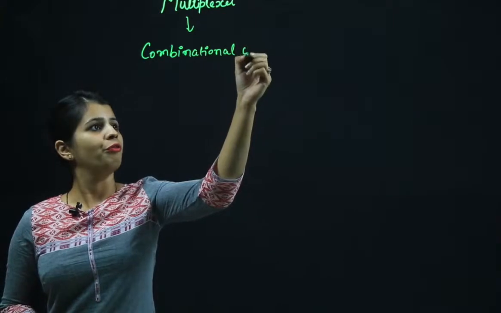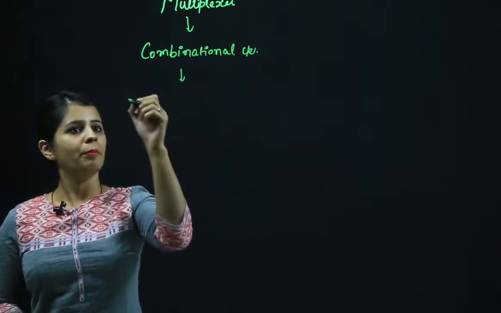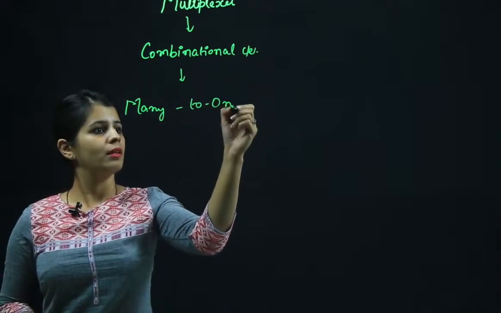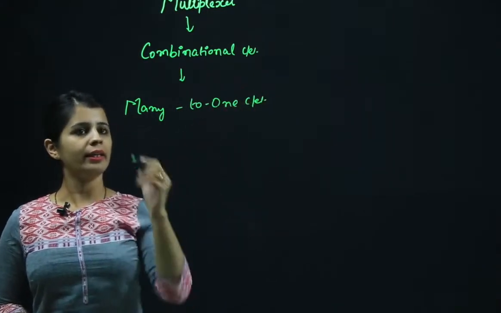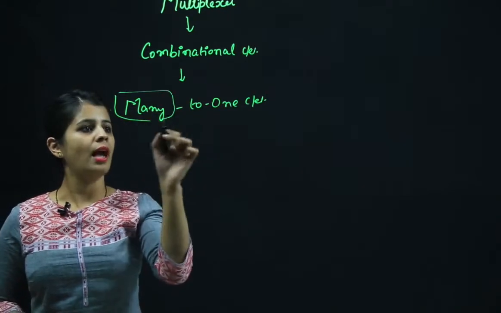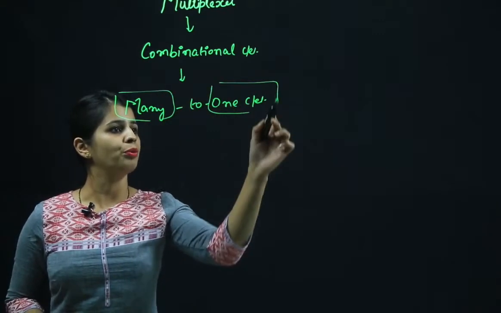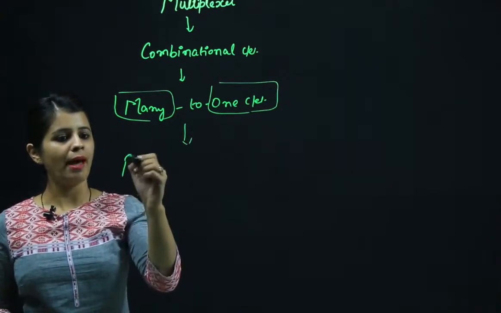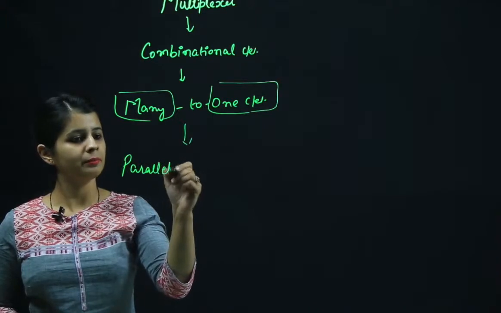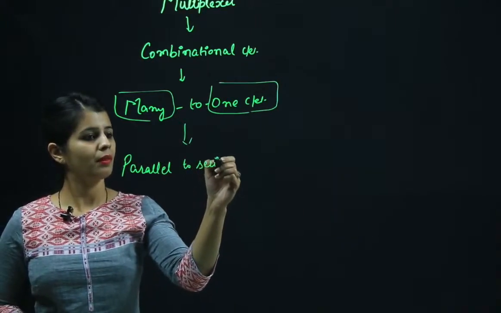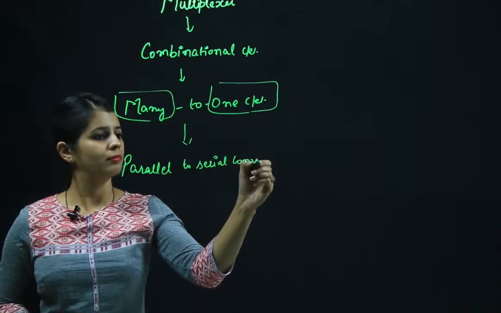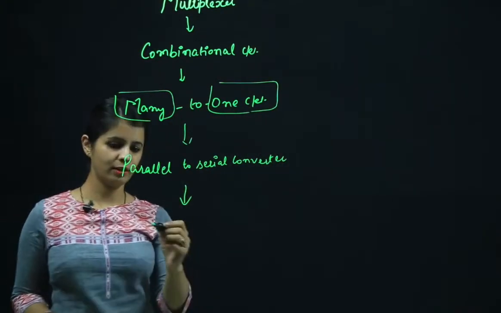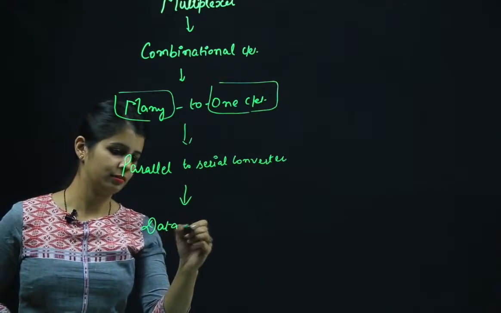and we may call it a many to one circuit. It means that it has many inputs and a single output, that is one output, and we may call it a parallel to serial converter. And sometimes it is also called a data selector.